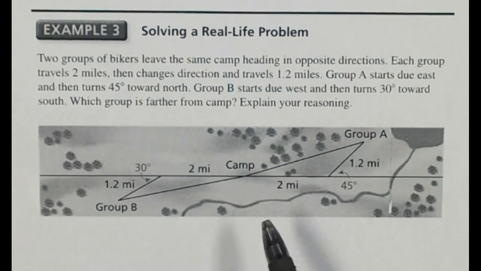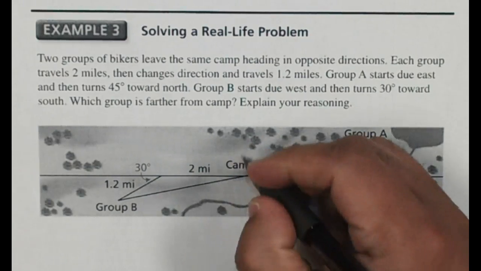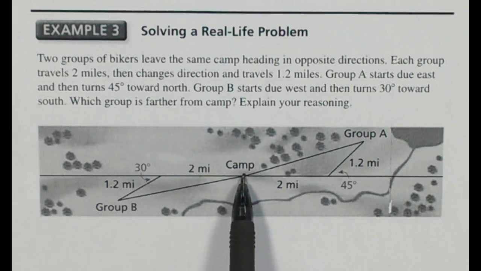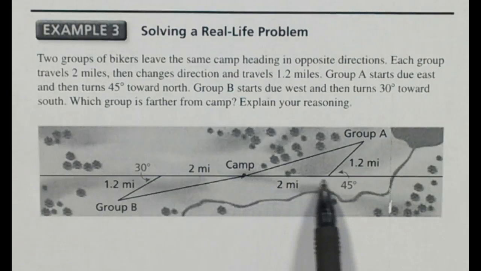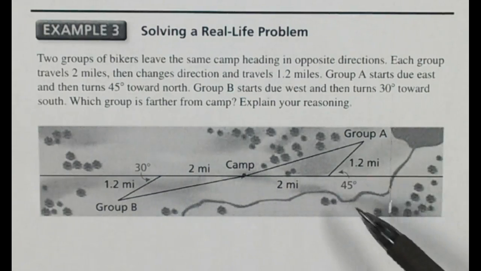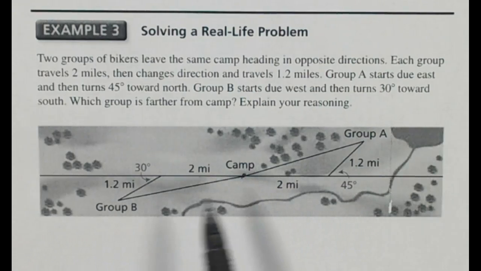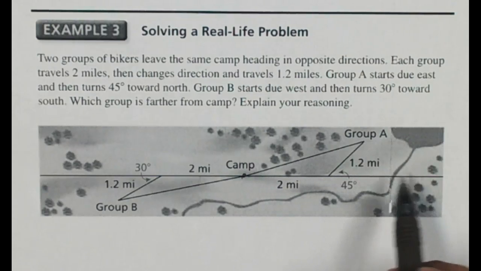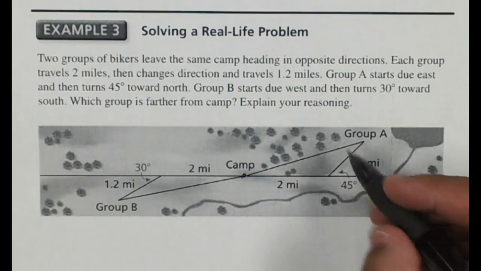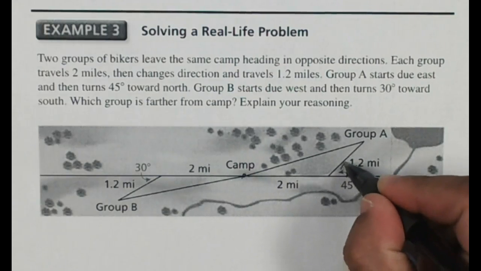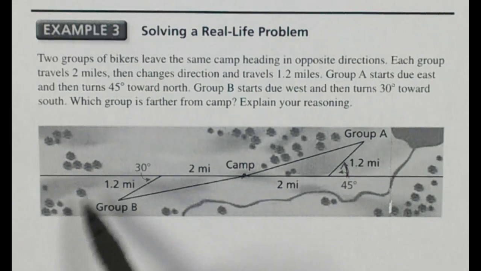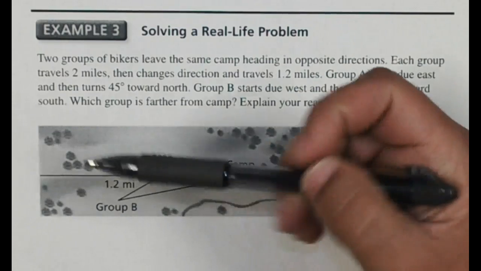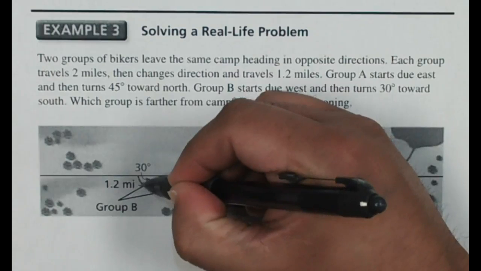Alright, so I went ahead and drew the picture here. The camp is right here. They're both going 2 miles in opposite directions. Group B is going 2 miles west, group A is going 2 miles east. What happens is when they turn to go in different directions. I'm going east, and then I go 45 degrees north. That's this curvature, where this angle turns. Same thing with group B. I'm going west, then I turn from this horizontal line and go 30 degrees south.